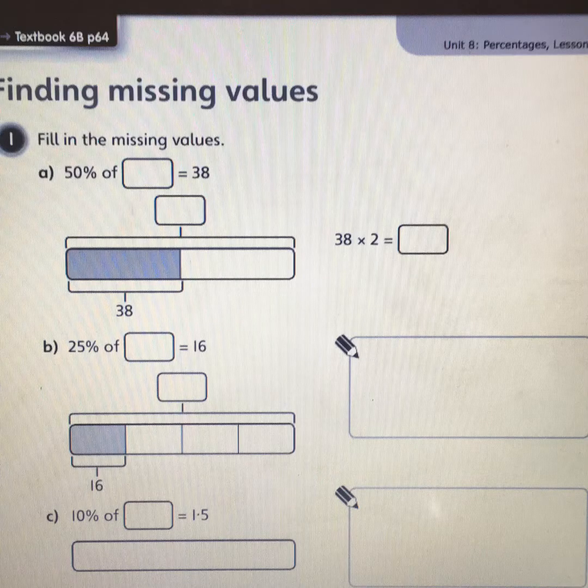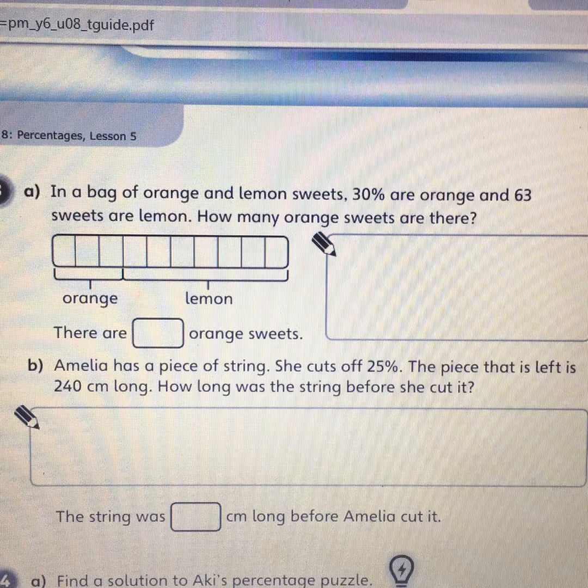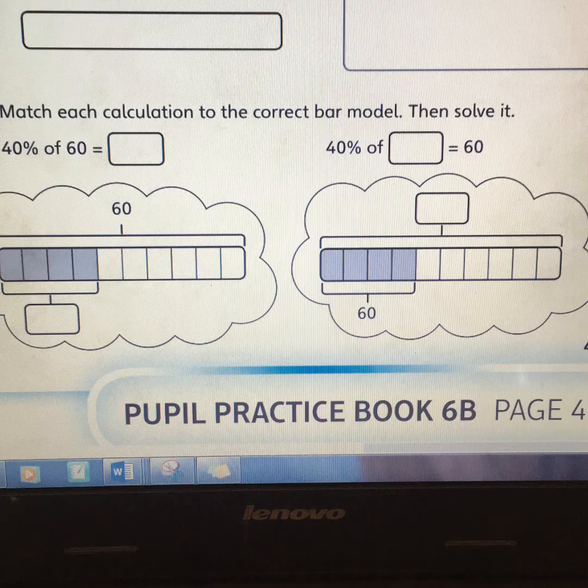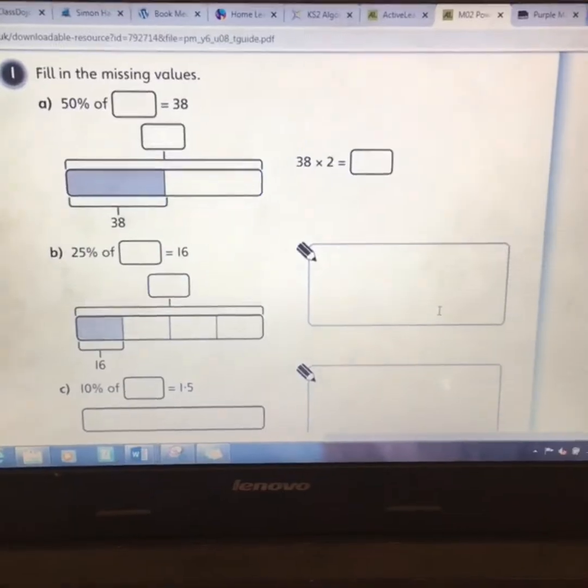Okay, practice book time. Have a go at number 1. Then have a go at number 2. And this one is question number 3.